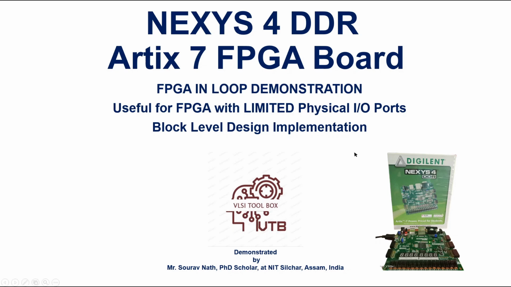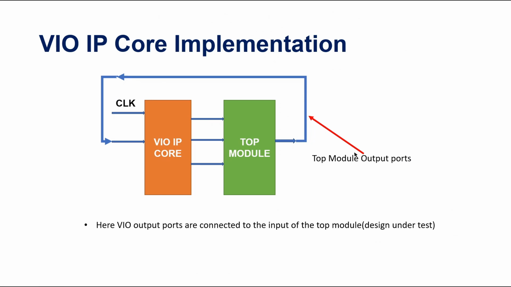This can be done using the IP core Virtual Input Output, which is used for probing the signal. In this fashion, you can connect the IP core with your top module. The top module should be in block level, and you can call the IP core and connect in this fashion. The output of the IP core is connected to the input of the top module, and the top module output is connected to the input of the VIO IP core, and the clock is given from the system itself. So in this way you can probe the signal.